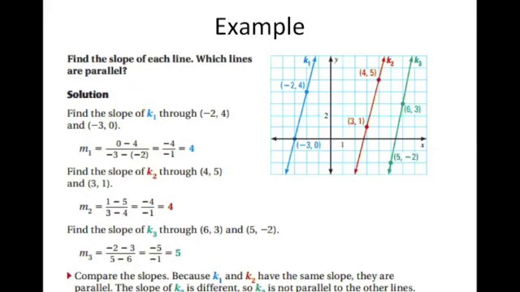How about the slope of K3? All right, so the slope of K3 is 5. So obviously 4 doesn't equal 5, so we say that K3 is not parallel to either K1 or K2. Okay? Again, if they're parallel, they have the same slope. If they have the same slope, they're parallel.